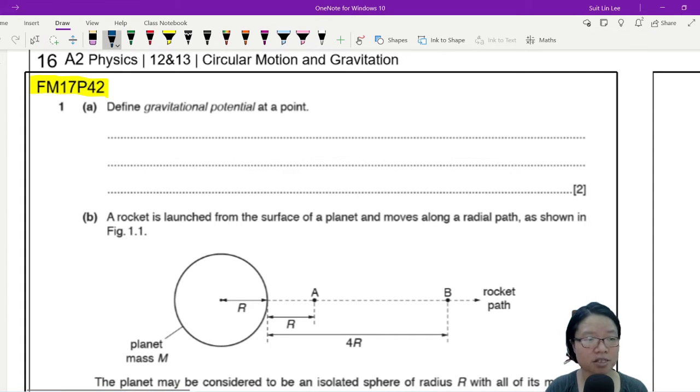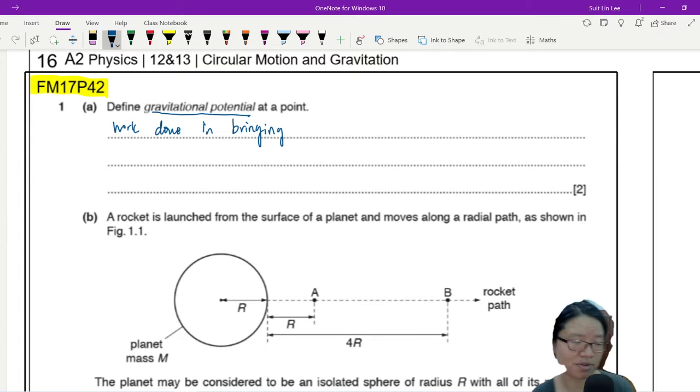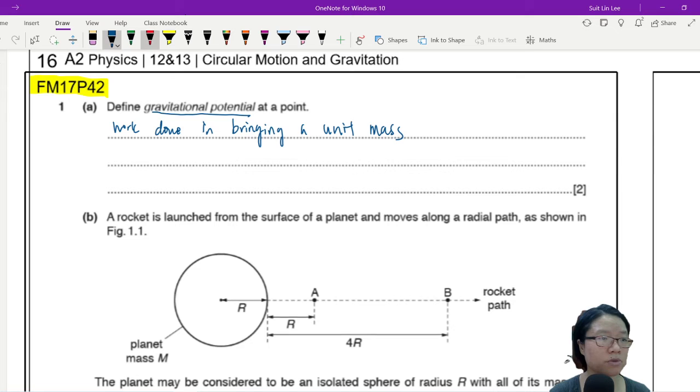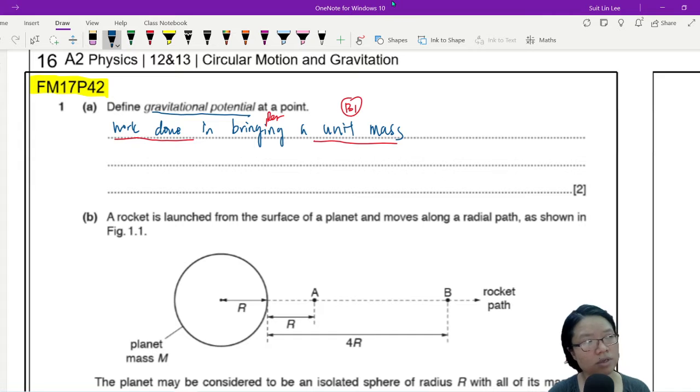It starts off by asking you to define what is defined many times, which is gravitational potential. So this is work done. Whenever I see this as a student, I will make sure I write it as a practice because this one is somewhat memory work. So work done in bringing a unit mass. The term unit mass has to be there. I'm just going to underline this. Work done per unit mass, or work done in bringing a unit mass. This is B1. Actually, I think this is M1. Sorry. M1 meaning you must score this mark before you can score the next mark.